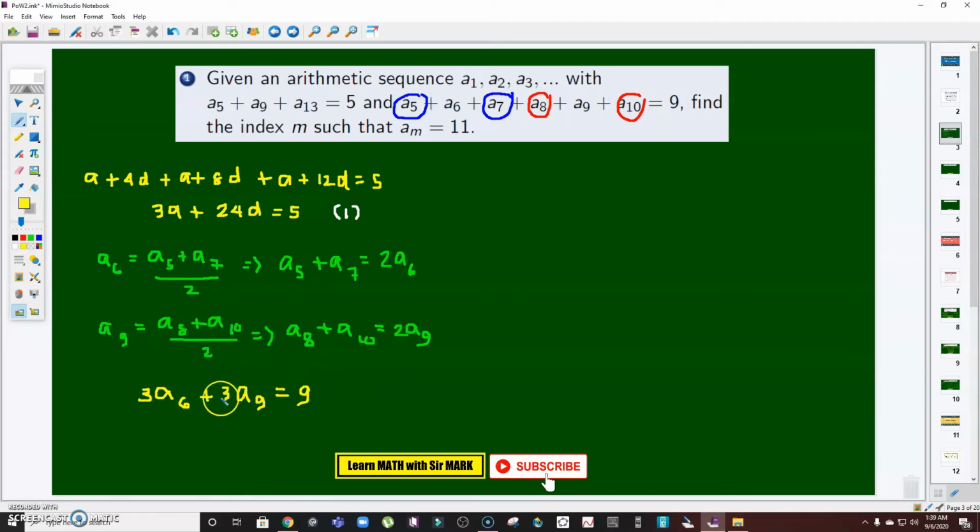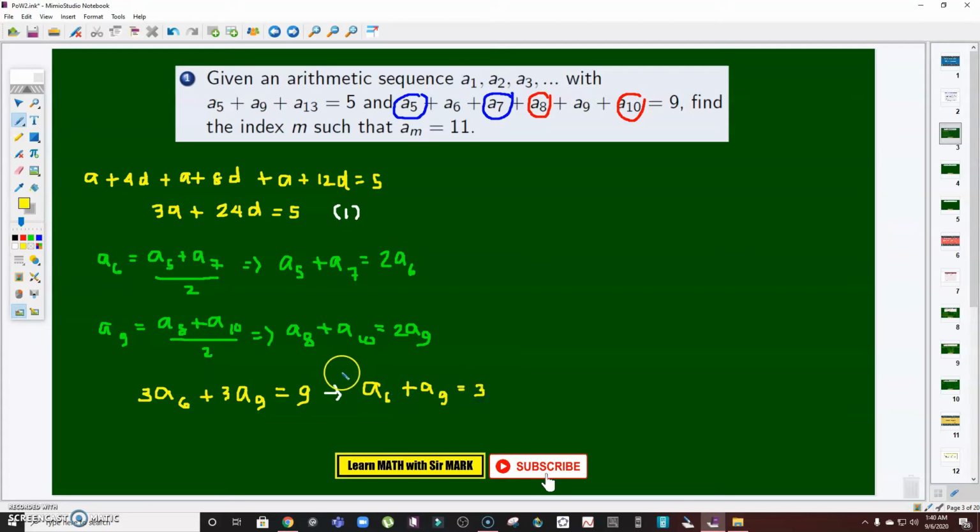See that? Dividing both sides by 3, we're going to have a sub 6 plus a sub 9 equals 3.